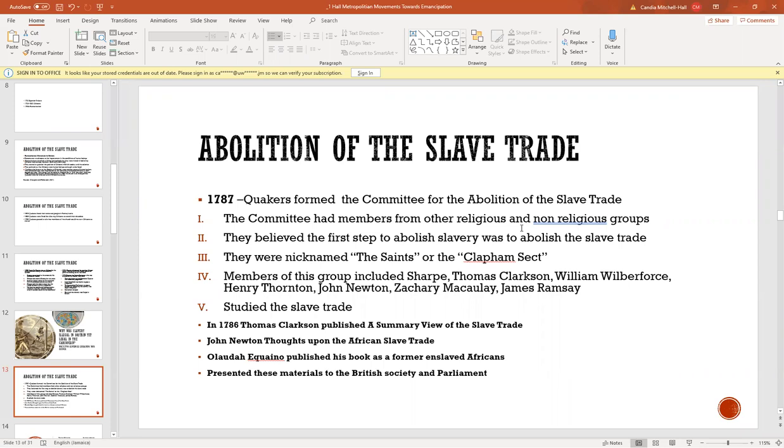All right? So members of this group included persons like Granville Sharp. And so we have seen how Granville Sharp had 3 cases that he brought to the court in London. William Wilberforce, who was a politician. John Newton. Anybody know John Newton?